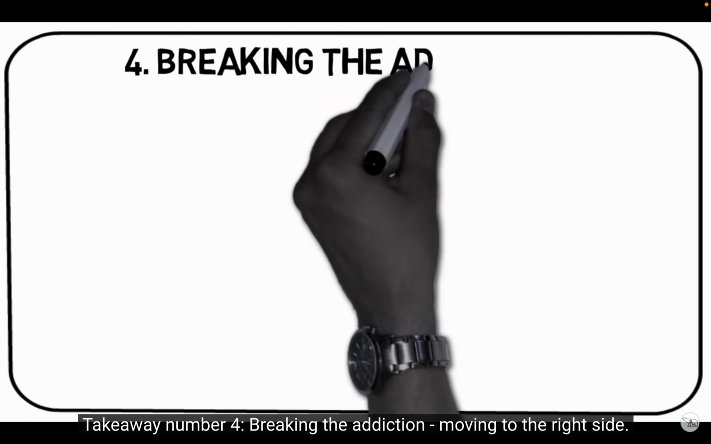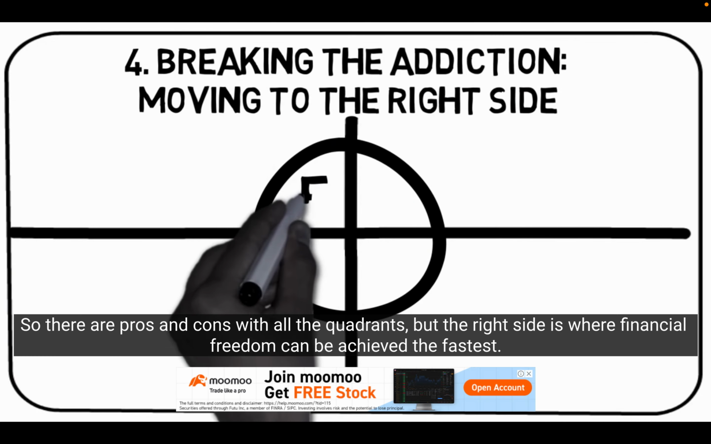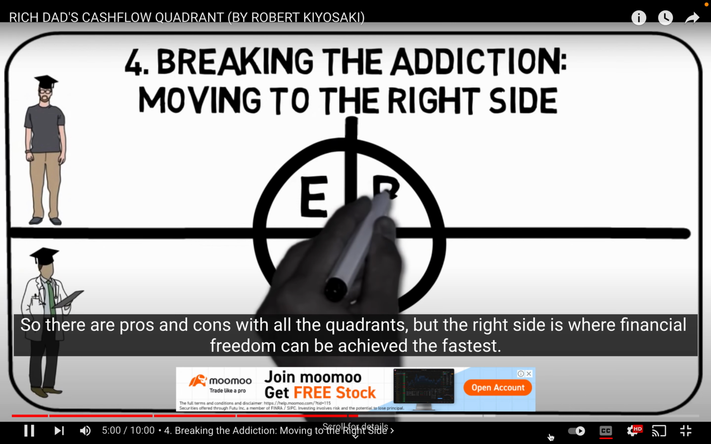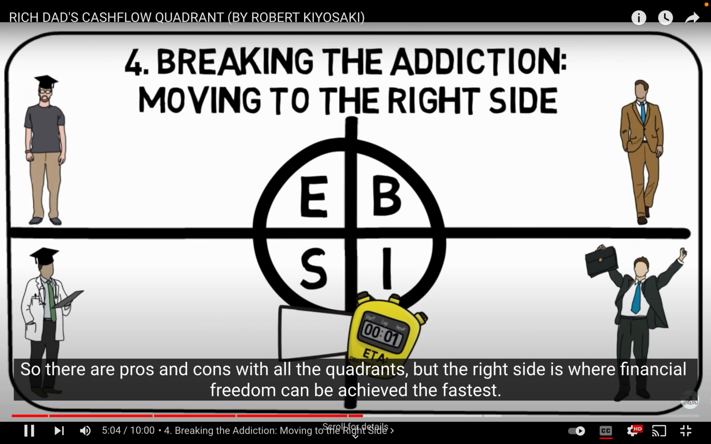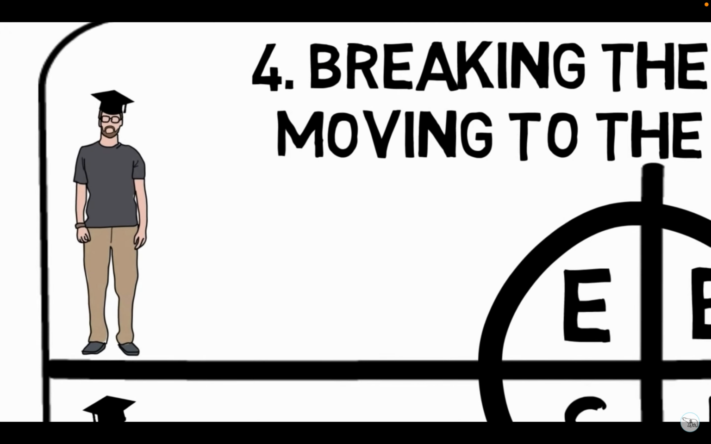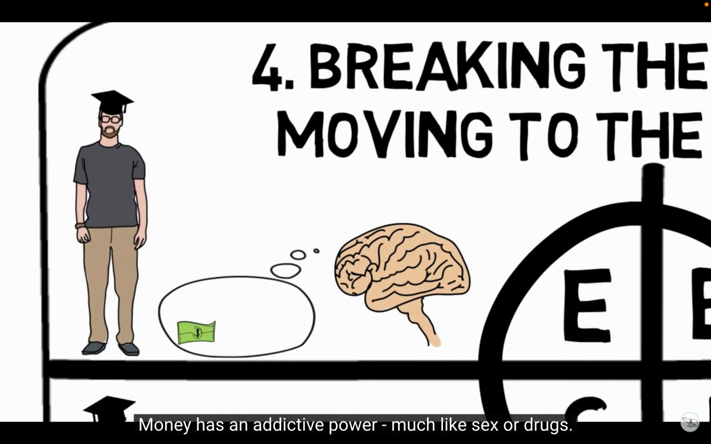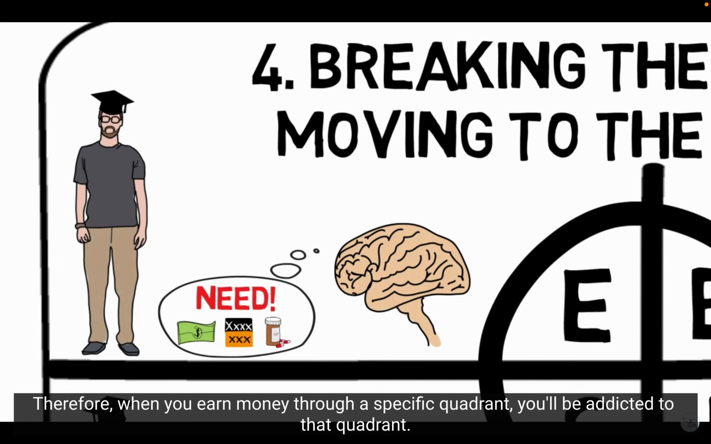Takeaway number 4, breaking the addiction, moving to the right side. So, there are pros and cons with all the quadrants, but the right side is where financial freedom can be achieved the fastest. Therefore, we might ask ourselves, how can we move to this side? Money has an addictive power, much like sex or drugs. Therefore, when you earn money through a specific quadrant, you'll be addicted to that quadrant.